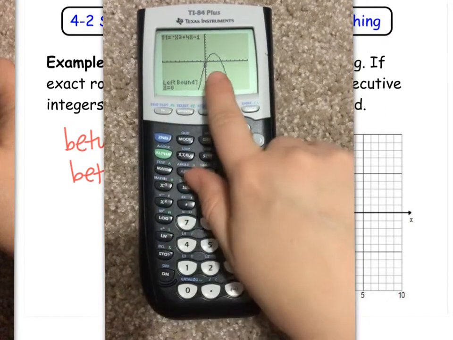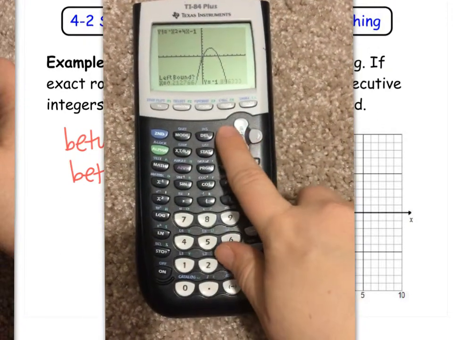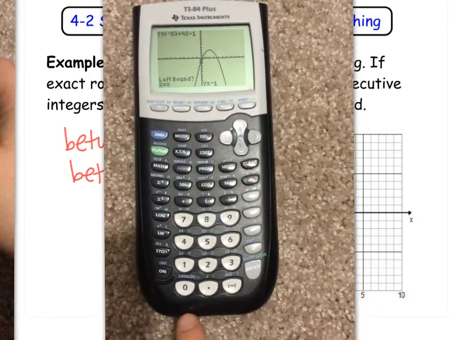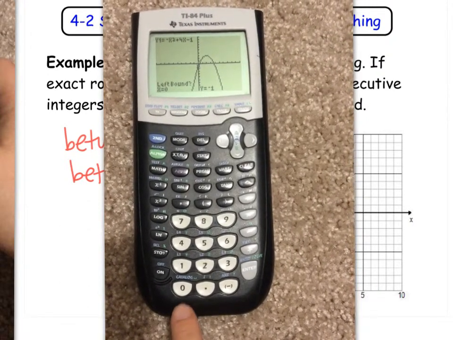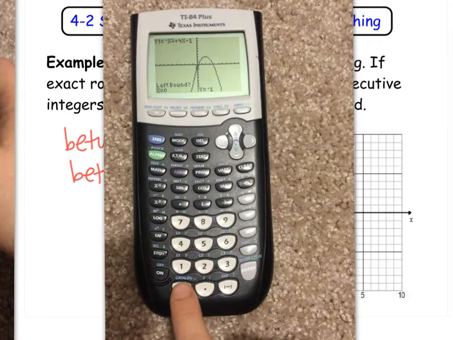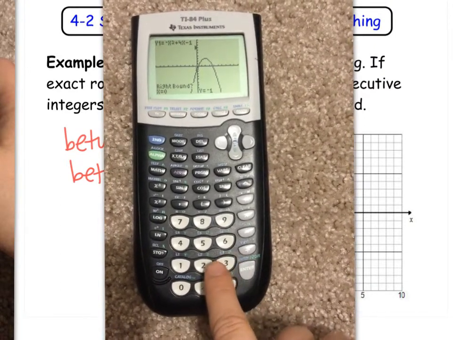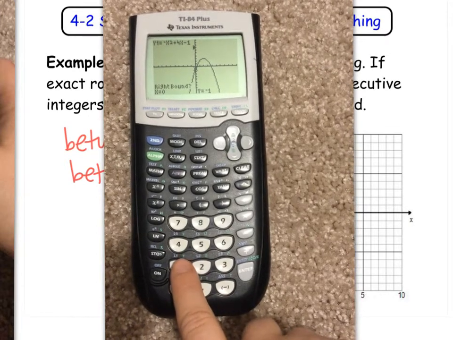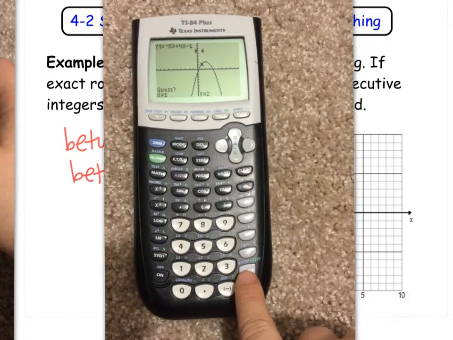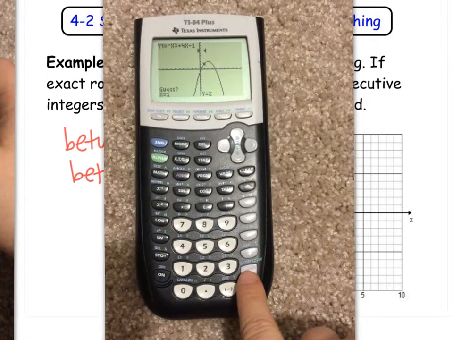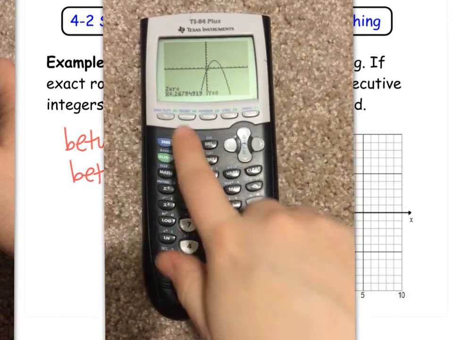So we know that the first x-intercept right here is between 0 and 1. So you can drag your cursor, but the easier way to do it is just put the two numbers it's in between. But you have to put the least number first. So we're going to plug in 0 and hit enter. So we're saying start looking at 0. And then we want it to stop looking at 1 because we know it's between 0 and 1. So type in 1, hit enter again. And then it will ask you if you want it to guess, and we do. So we're going to hit enter. And then we have our answer.